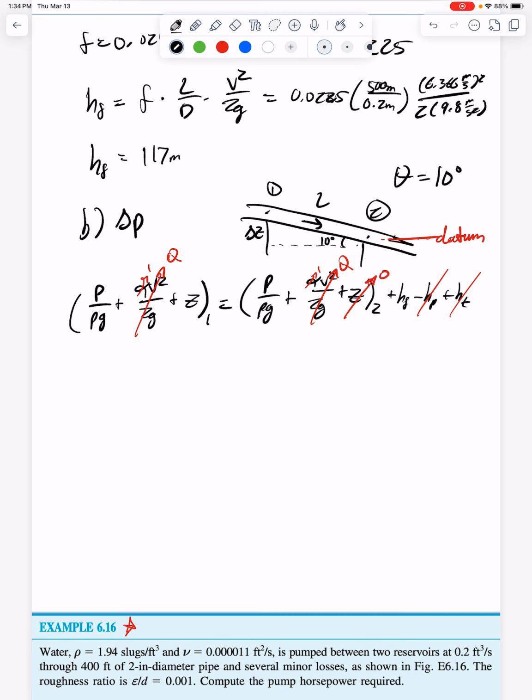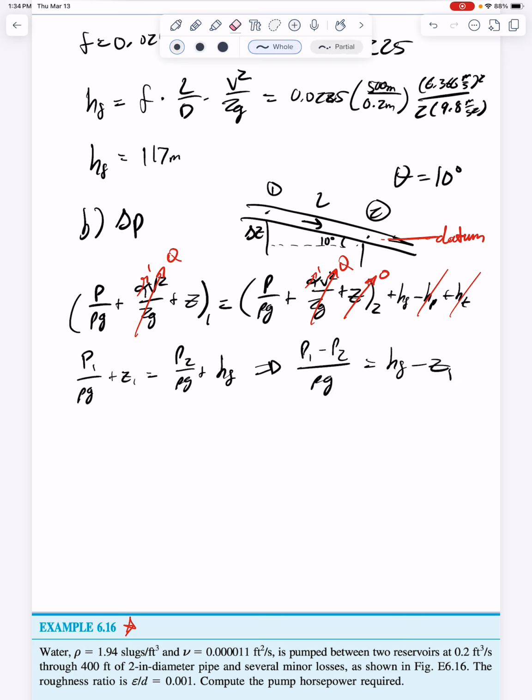Okay, let me write this expression. I have P1 over rho g plus Z1 equal to P2 over rho g plus h_f. Once again, pressure difference drives the flow. Flow goes from highest pressure to lowest pressure. Our flow is going from point 1 to point 2, therefore P1 is higher than P2. I want to solve for P1 minus P2, the pressure difference. P1 minus P2 over rho g is equal to head loss minus Z1. We have every term but Z1, the height here.